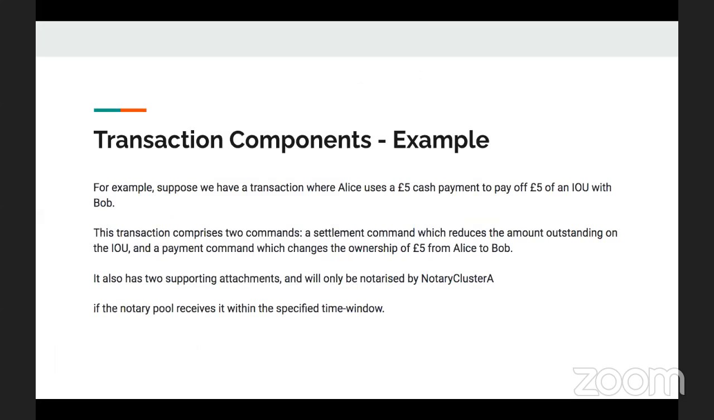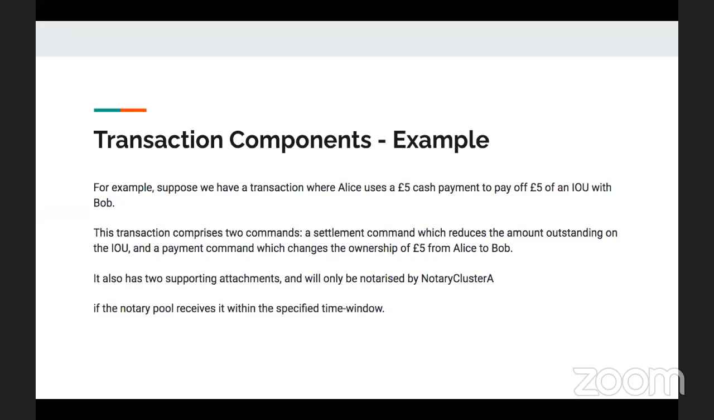Alice needs to pay cash of £5 to Bob, and they're using input-output UTXO. This transaction comprises 2 commands: the settlement command, which reduces the outstanding amount on the input-output state, and the payment command, which transfers the ownership of £5 from Alice to Bob. So transfer of ownership happens, and the settlement, which settles the balance.